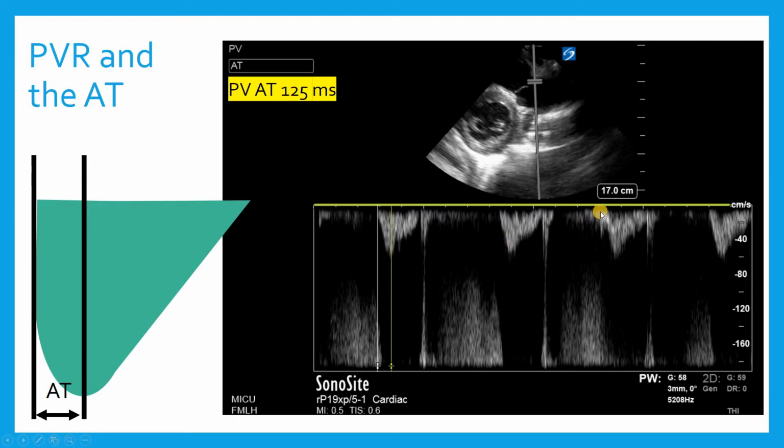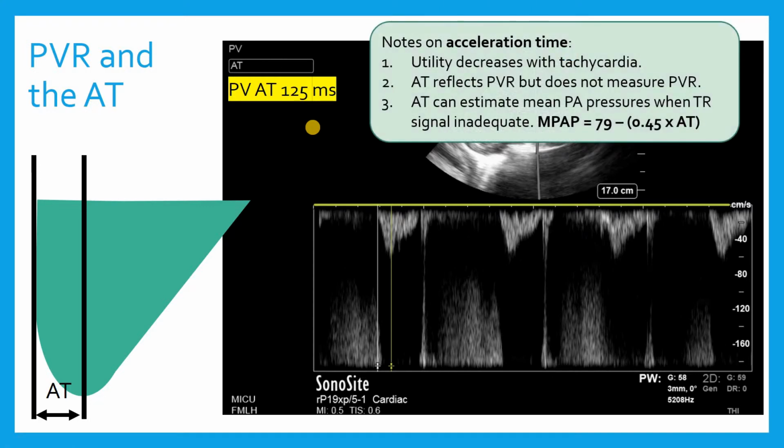And as you can see, it's going to be about the same in all these examples here. That's the acceleration time, 125 milliseconds. In this case, it's normal. So again, it's a measure of RV contractility, reflects PVR. Here are some notes on it, though, that are worth considering.